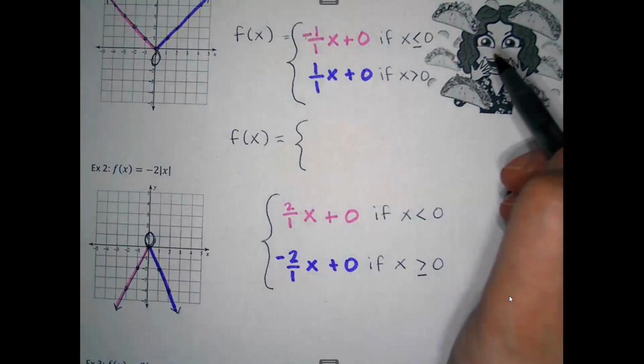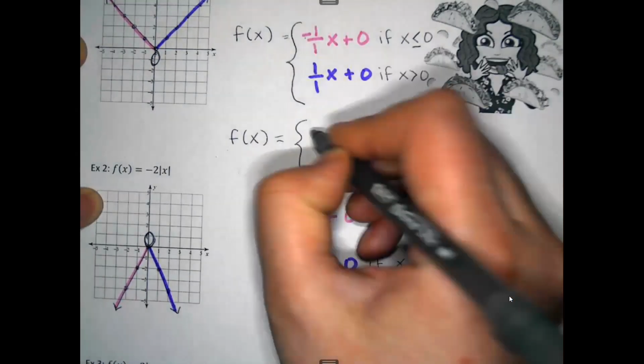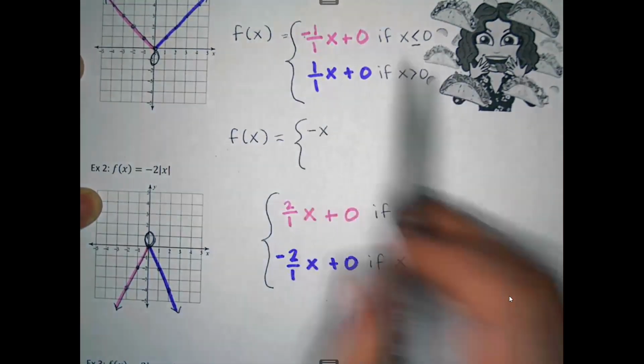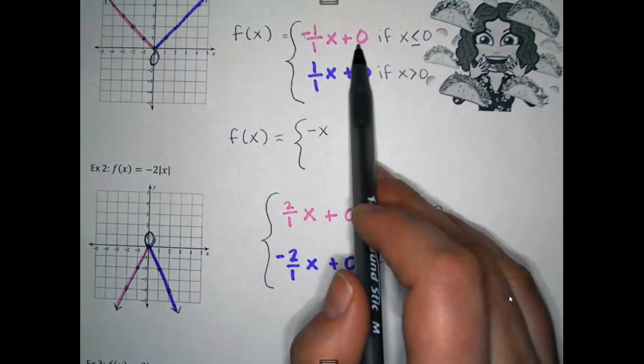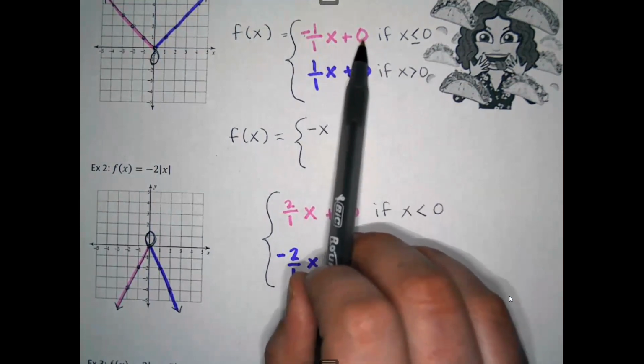Can you put the 1 if you want to? Yeah. Can you make it a fraction if you want to? So if you like it like this, you can leave it like that, but most mathematicians would not. They would just say negative x. Can you put a 0 on the end? Yes. Do you have to? No. Most mathematicians you see would not put the 0 there.